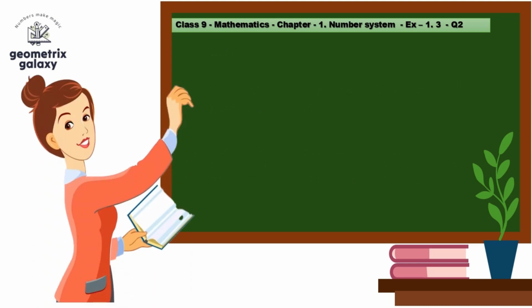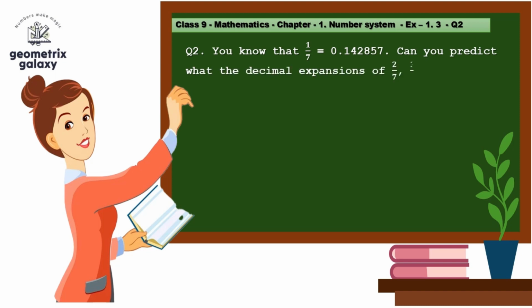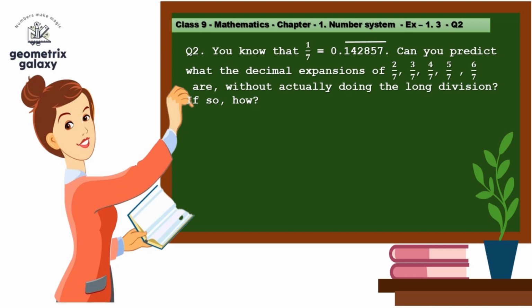Question number 2. You know that 1 by 7 is equal to 0.142857 bar. Can you predict what the decimal expansion of 2 by 7, 3 by 7, 4 by 7, 5 by 7, 6 by 7 are without actually doing the long division? If so, how? Now we all know that 2 by 7 is equal to 2 into 1 by 7. But the value of 1 by 7 is given in the question itself. So we can substitute the value for 1 by 7.